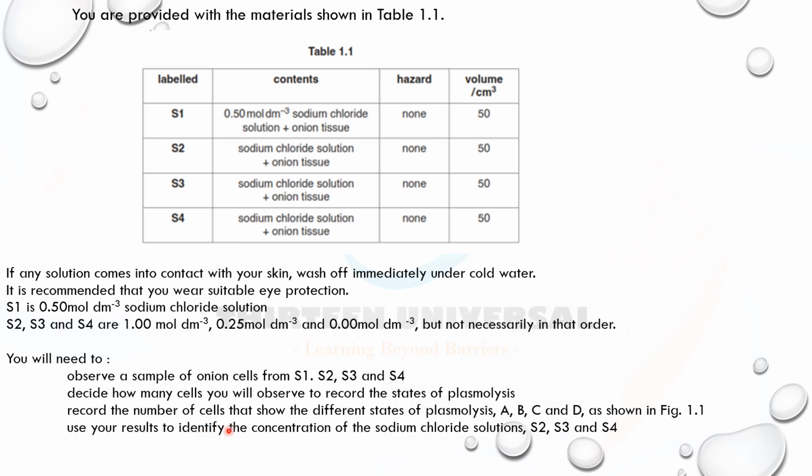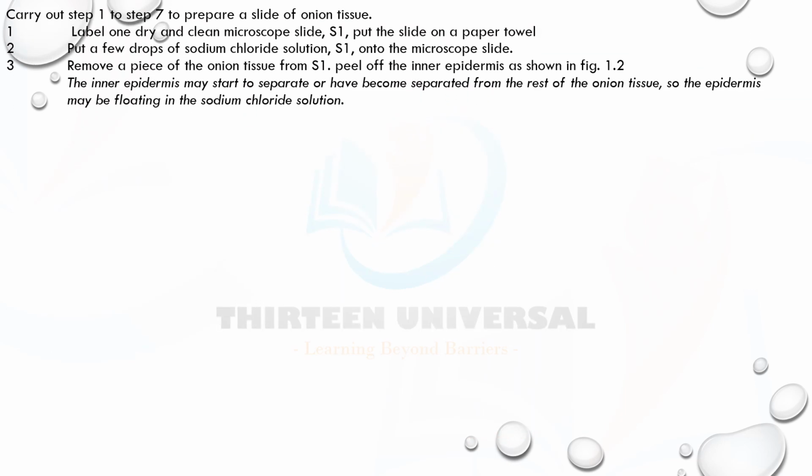Use your result to identify the concentration. Remember that the higher the concentration, the more plasmolysis will occur. Use the result to identify the concentration of the sodium chloride solutions S2, S3, S4. We're never told the exact order. So let's jump in. Remember, in the exam, stay with the procedure. Don't look around checking what somebody else is doing. Carry out step 1 to step 7 to prepare a slide of onion tissue.